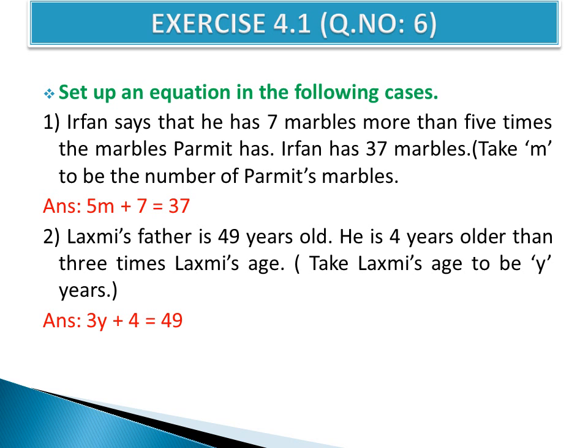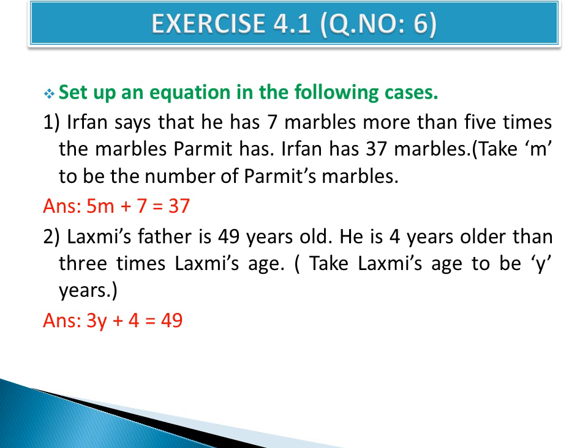So here let us take m as Parmit's marbles. So here what we have to do? Irfan says that he has 7 marbles more than 5 times the marbles Parmit has. Parmit already has m. 5 times the marbles means 5m plus 7. 5m plus 7 is equal to 37, because Irfan already has 37 marbles. So the framed equation is: 5 times m plus 7 marbles more, that means 5m plus 7 is equal to 37.